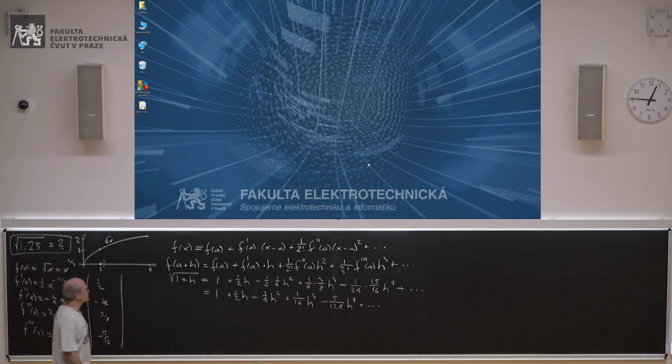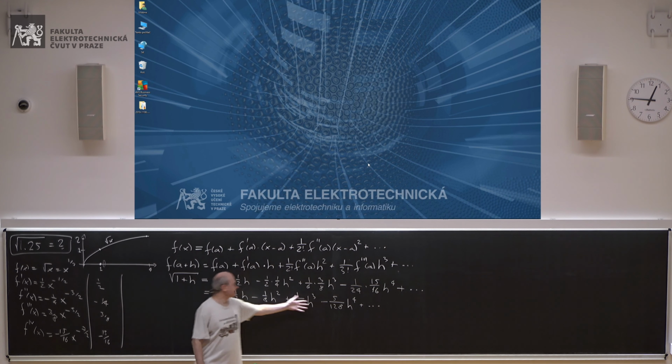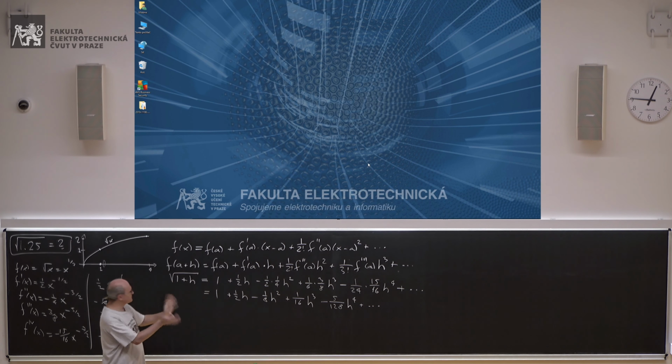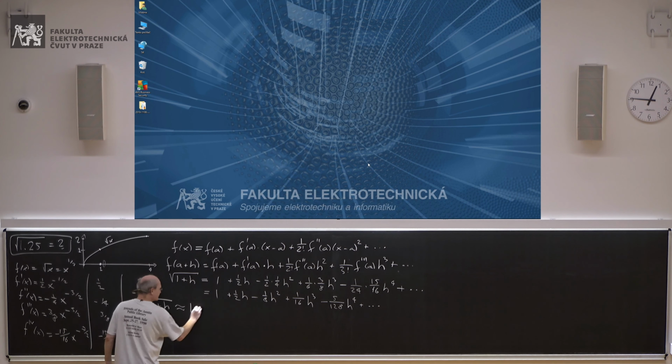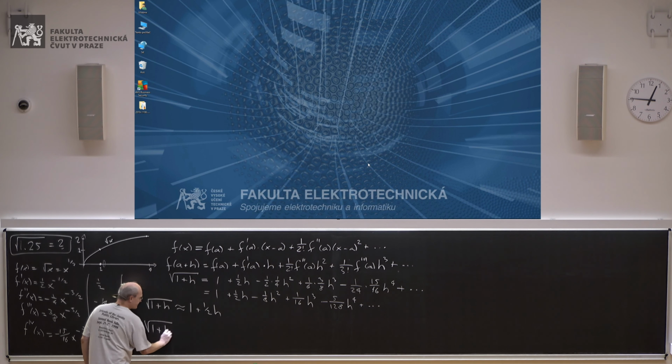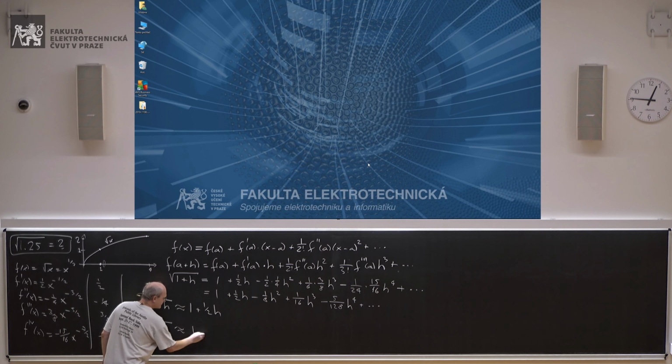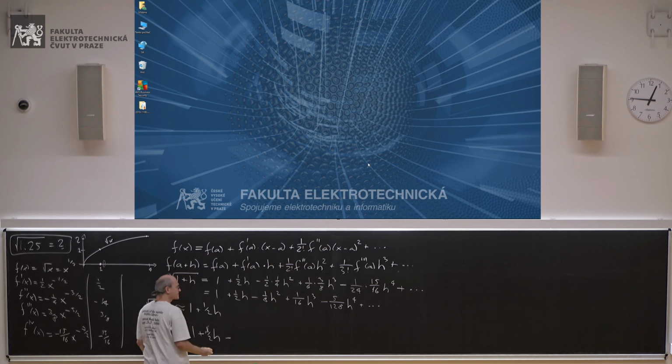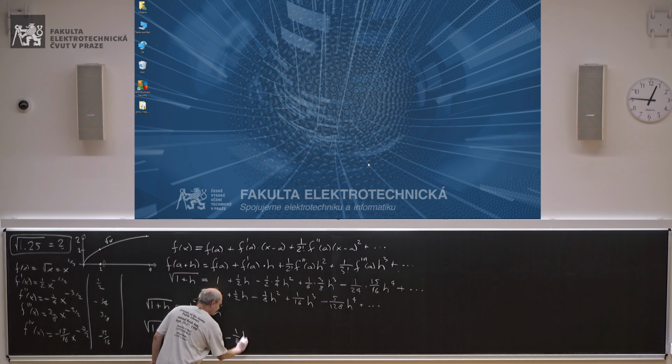Okay, let's see, what do I do with this? Well, that's an infinite polynomial, and I don't have time for that. So I'm going to pick a piece of it. Okay, how about square root of 1 plus h could be something like 1 plus 1/2 h. Or perhaps square root of 1 plus h could be something like 1 plus 1/2 h minus 1/8 h squared.